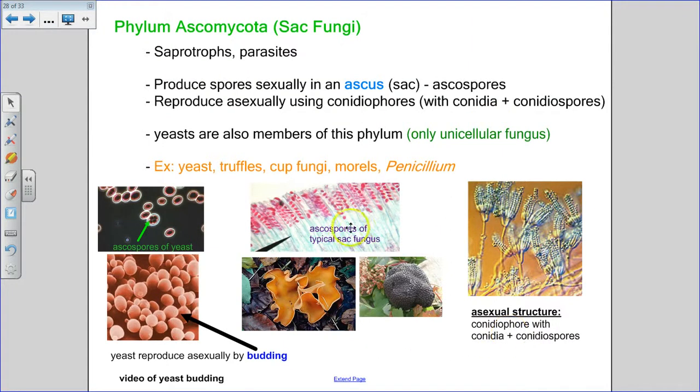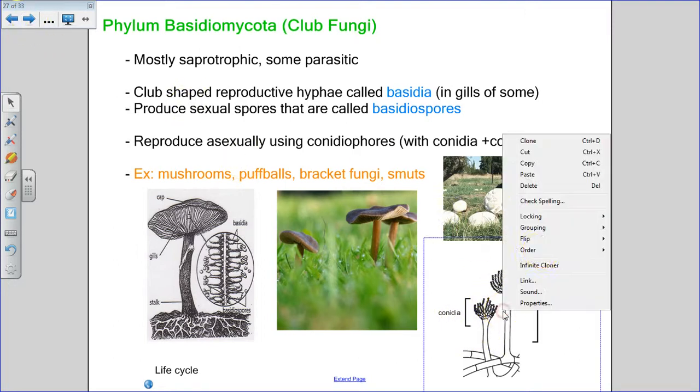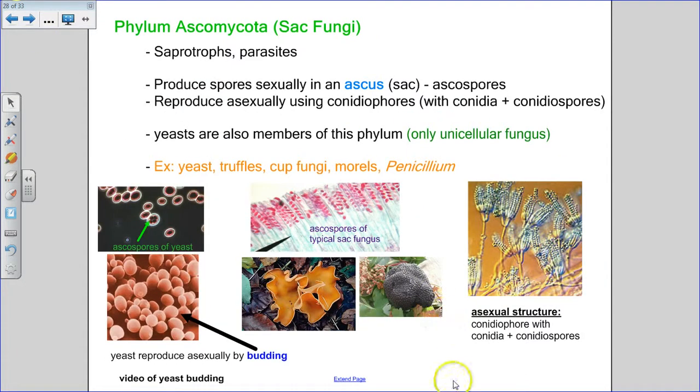Okay, so that is for the Ascomycota. Again, this is the conidiophore. Now I put them here. I really need to double check this because Basidiomycota may be unique in that they don't have an asexual structure. So I will double check on that for you. But the conidiophores are definitely, and maybe I'll copy and paste that into here.